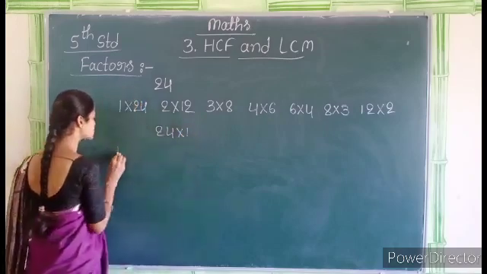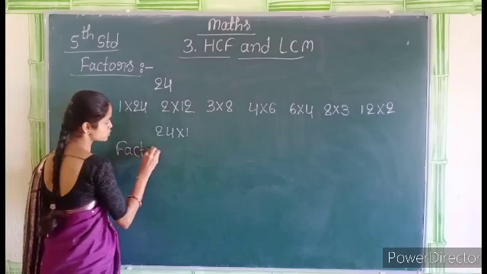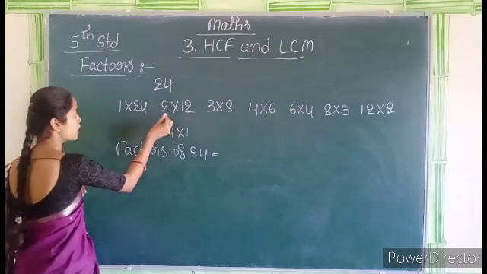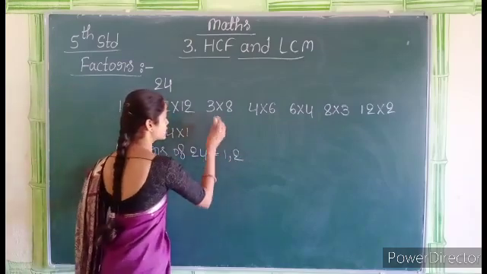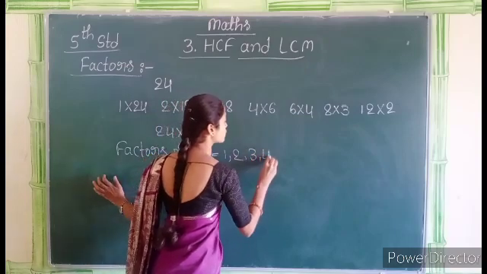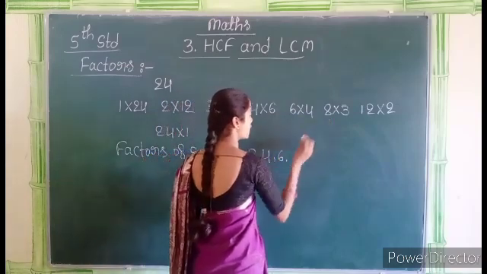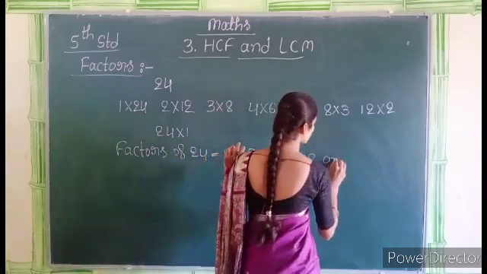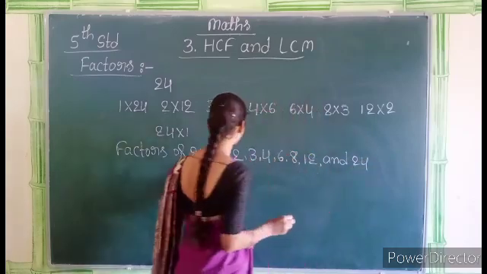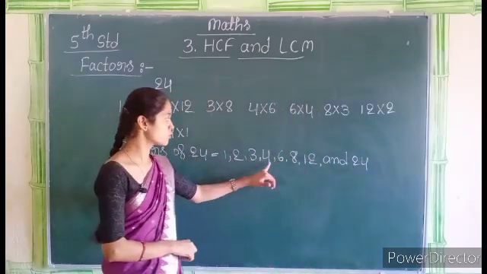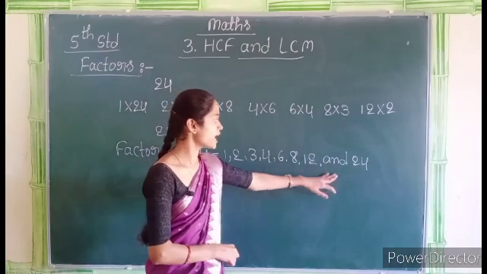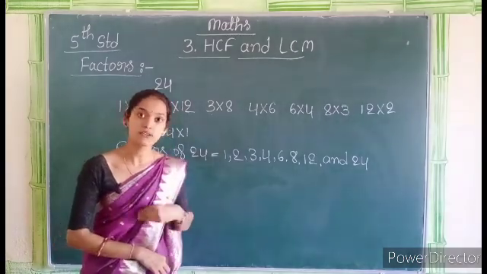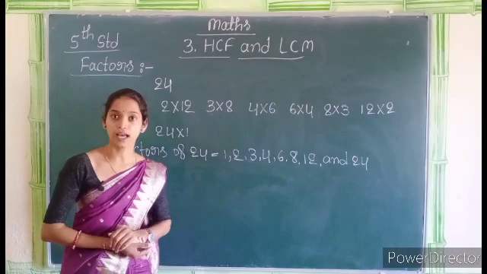Okay, and here the factors of 24 are 1, 2, then 3, then 4, then 6, then 8 and 12, then 24. 1, 2, 3, 4, 6, 8, 12 and 24 are the factors of 24. Like this we can write the factors of a number.